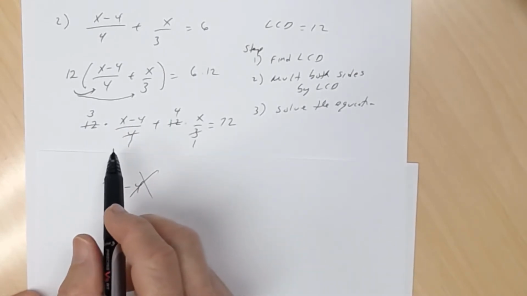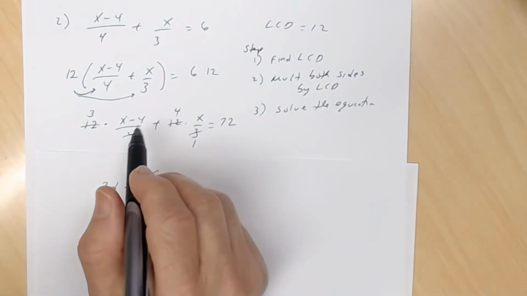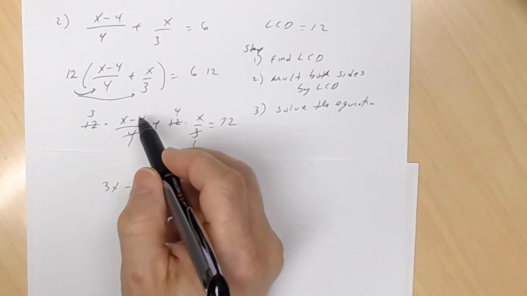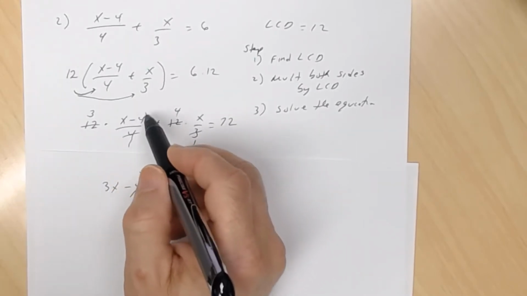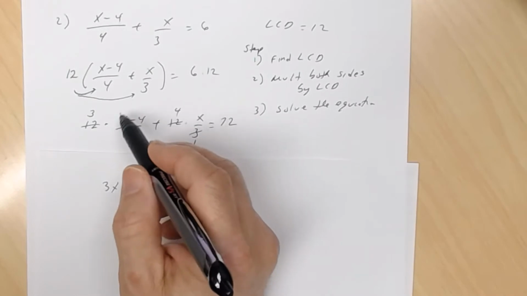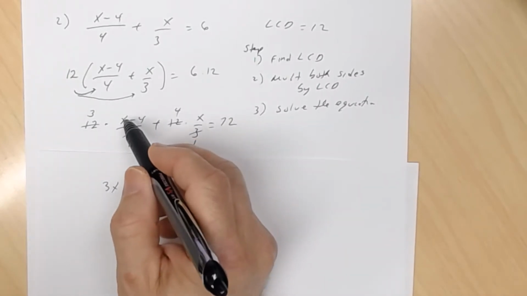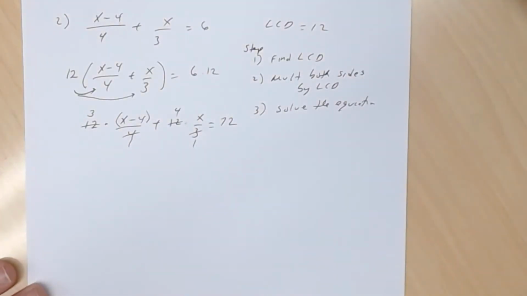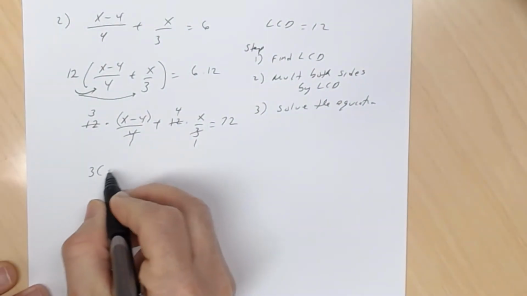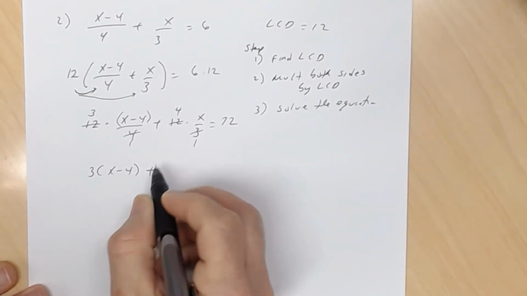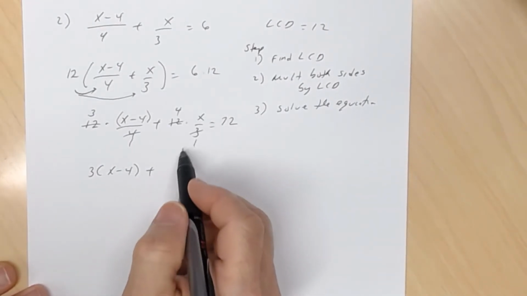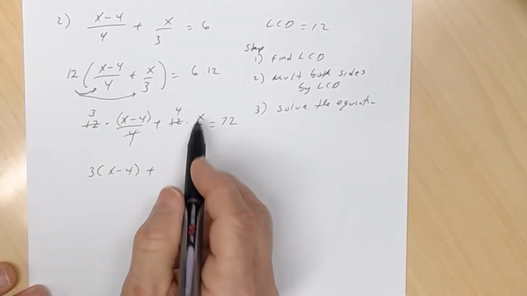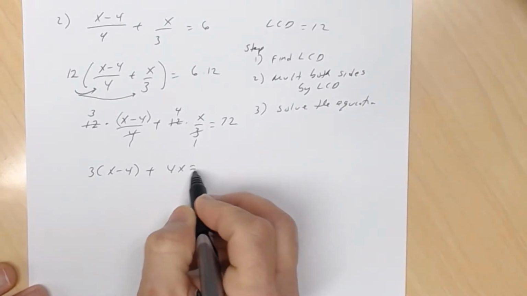Because remember, all of this is being multiplied by 3. So what you need to do next, whenever you have your numerator being a binomial or greater, like a binomial or trinomial or 4 terms, whatever it may be, if it's not a monomial, put in parentheses. And so this is what we have now. We have 3 times x minus 4 plus, now 4 times x. You see, I didn't have to put this in parentheses because the numerator is a monomial. And I know that 4 times x is 4x equal 72.